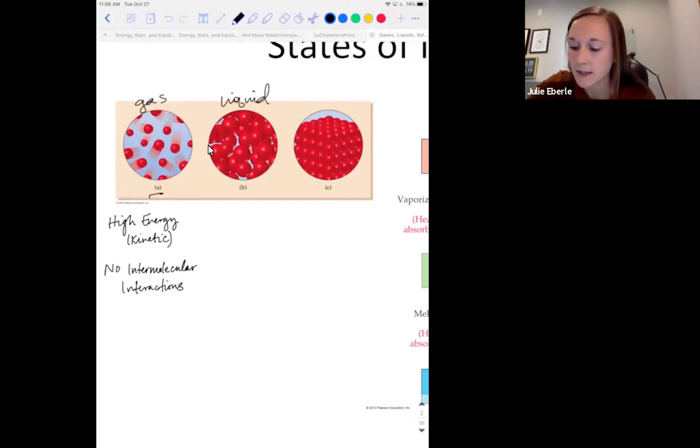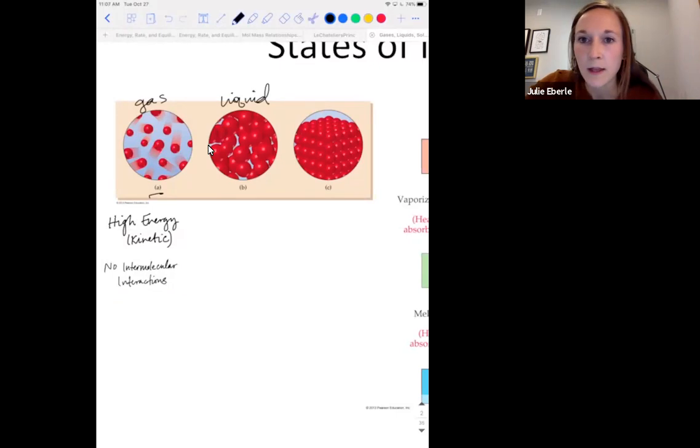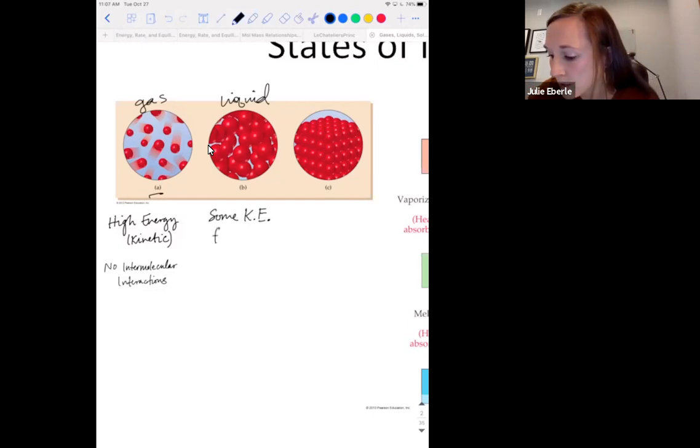So let's define the same kind of stuff here. The amount of energy and the level of interactions between the molecules compared to gases and solids. Liquids are kind of gonna be middle of the line. So these have some KE, kinetic energy. Some kinetic energy, not as much as gases, but more than solids. Because how do we know that? The molecules are fluid. Okay, liquids, we know the molecules are fluid. They can move past one another.